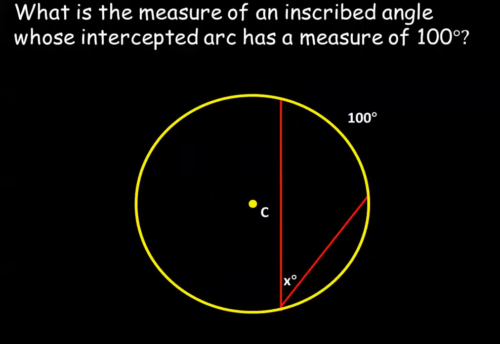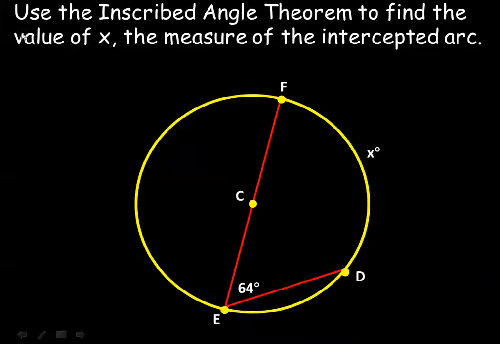So what is the measure of an inscribed angle whose intercepted arc has a measure of 100? Well, you've got to think there. I said that the inscribed angle is going to be half the measure of the intercepted arc. So in this, I don't have letters here to use, so this is going to be lengthy in writing it. Your inscribed angle, well, doggone it.